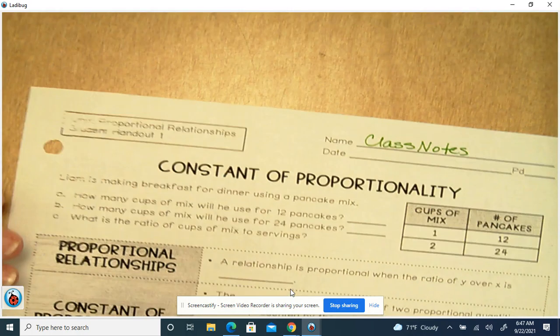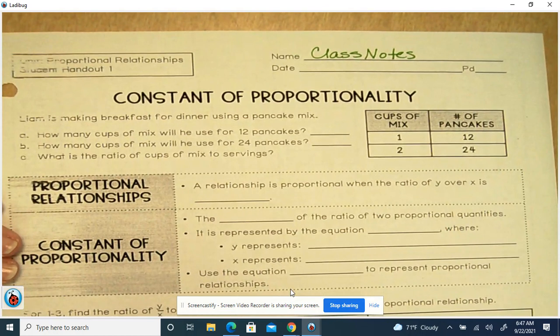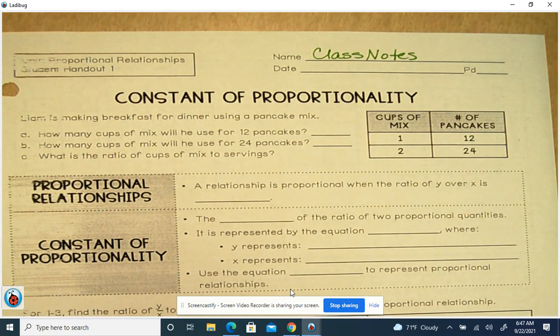All right, this video is on constant proportionality. We start out with this table and 3 questions. It says Liam is making breakfast for dinner using a pancake mix. How many cups of mix will he use for 12 pancakes?